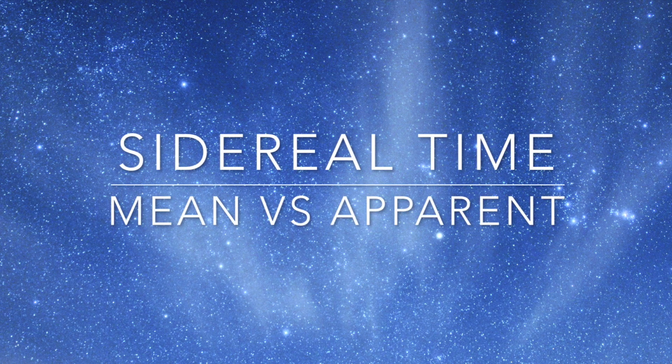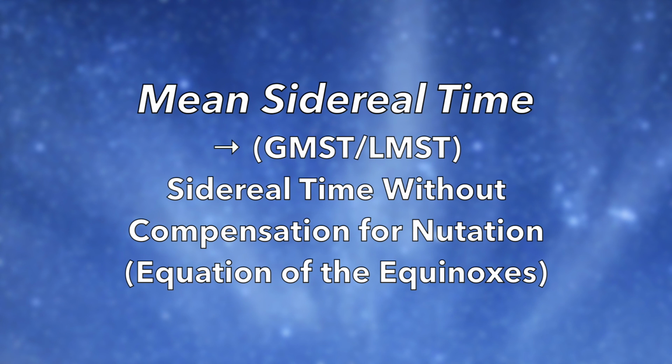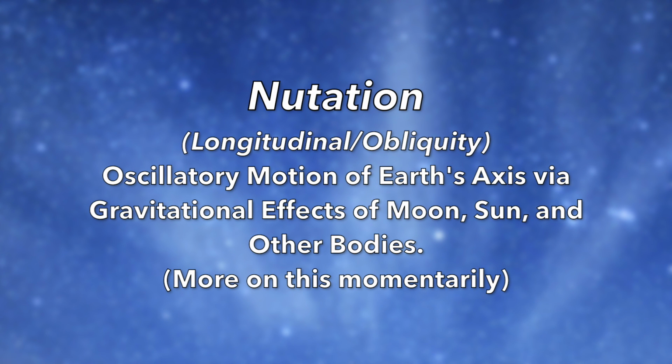There are 2 differing forms of sidereal time. The form we have been focusing on is referred to as mean sidereal time, which is usually easier to calculate as it does not factor in the equation of the equinoxes, which accounts for the angular shift of the vernal equinox due to nutation of the Earth's axis, which is a wobbling motion or oscillation caused by the gravitational effects of the Sun, Moon, and other bodies in the solar system. We will talk more about nutation and precession in just a little bit.